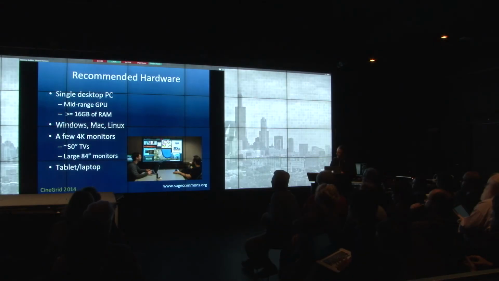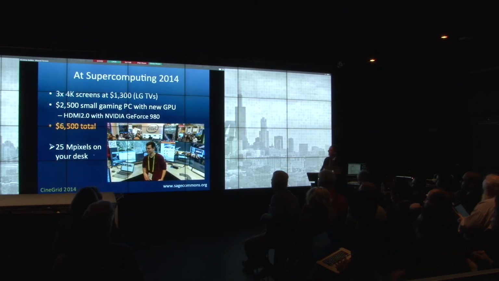We're mostly using Mac and Windows as testing platforms. Basically you get a few 4K screens, which are very cheap these days. So one PC with 4K screens gives you a very nice setup, and maybe a tablet and some laptops. What we showed at Supercomputing was a system which cost $6,500. It was three 4K screens from Amazon. You just click and buy them, and their prices are decreasing every week.